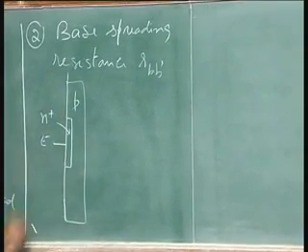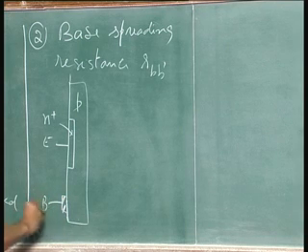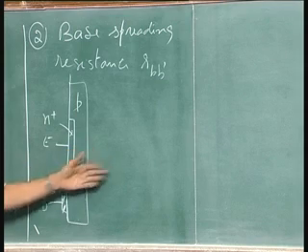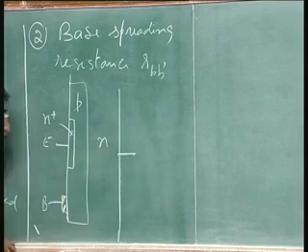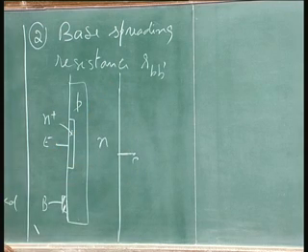I have a contact here for the base. I am showing the general structure that you see in a bipolar transistor. Instead of showing it vertically, I am putting it like that. Usually, you will have it top to bottom, and this is the N collector. It goes up to the substrate.